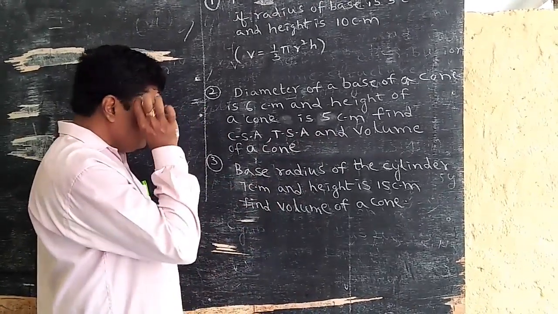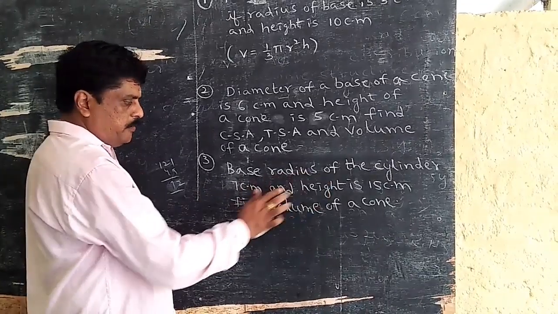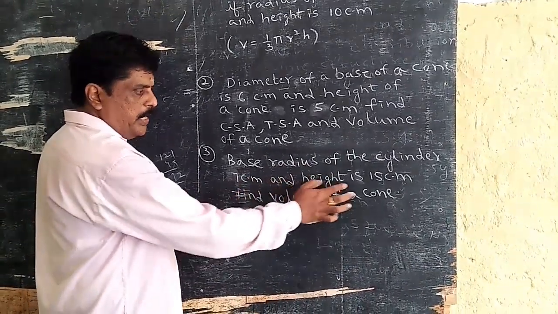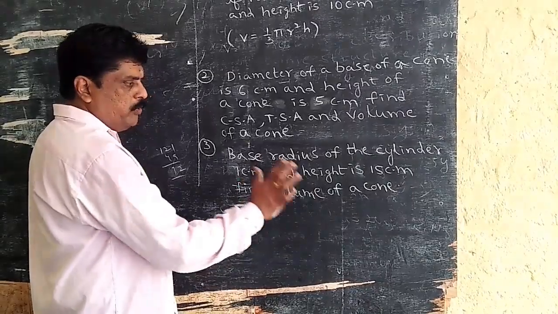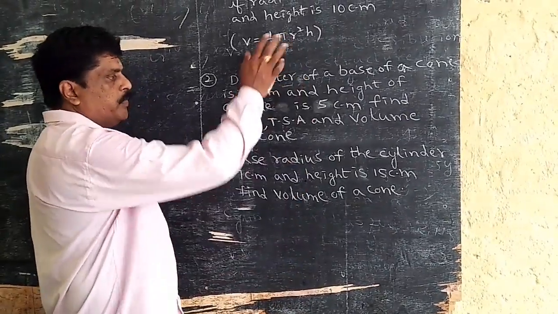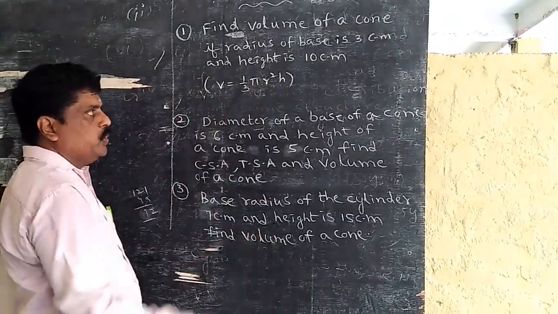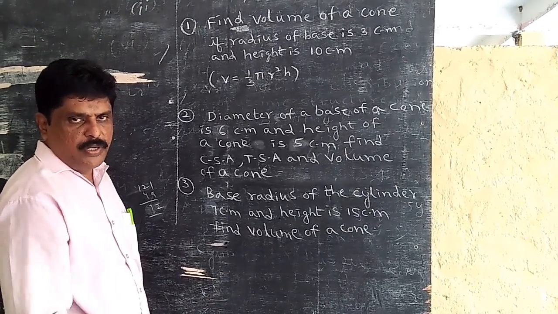And I have given another sum for you: base radius of the cone is 7 centimeters and height is 15 centimeters. Find the volume of a cone. This sum is like the first sum. So you have to substitute the values of R and H and find the volume of a cone.